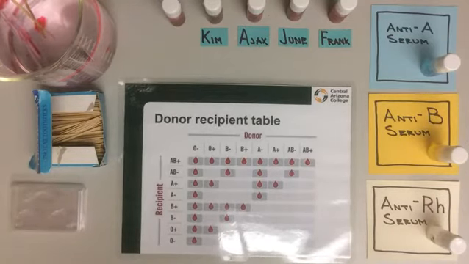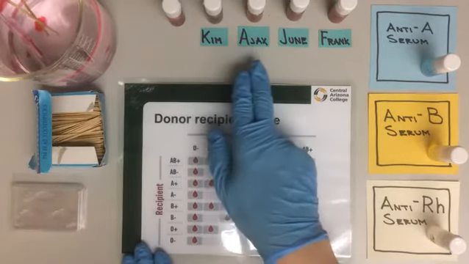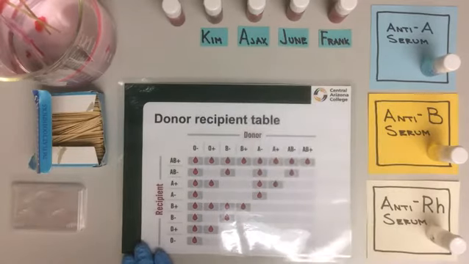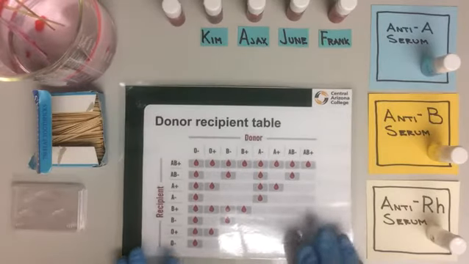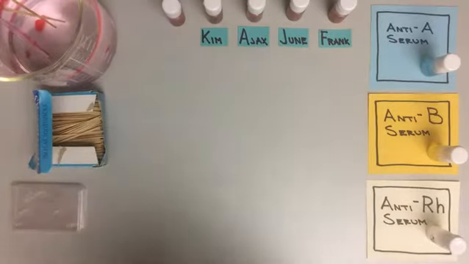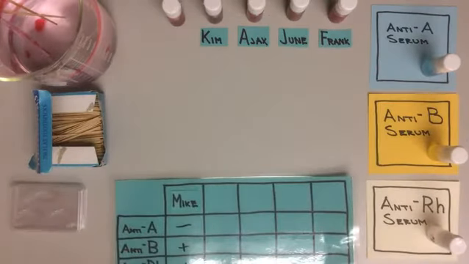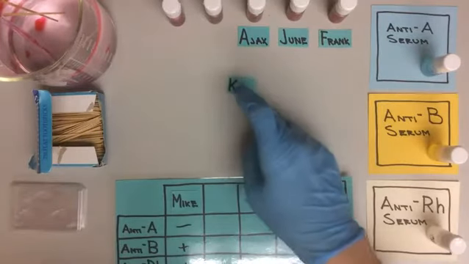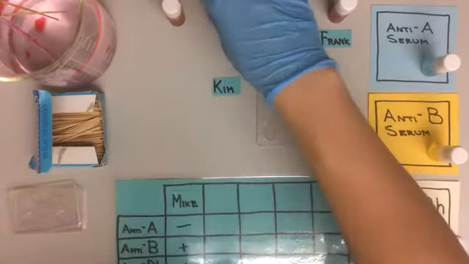Let's find out the blood groups for our 4 willing donors: Kim, Ajax, June, and Frank. For this, we will analyze a sample for each of them as before, and we will see what happens while recording our findings to the table. First, Kim.